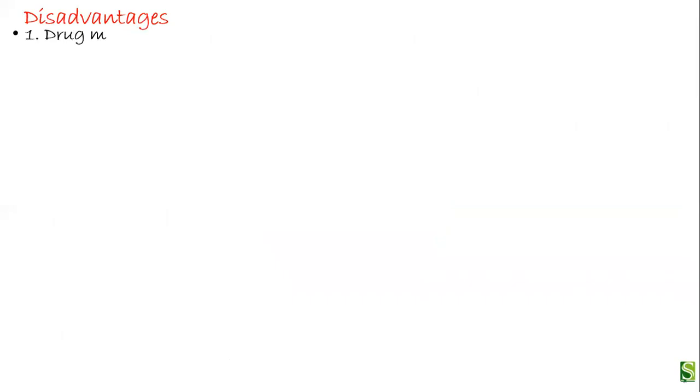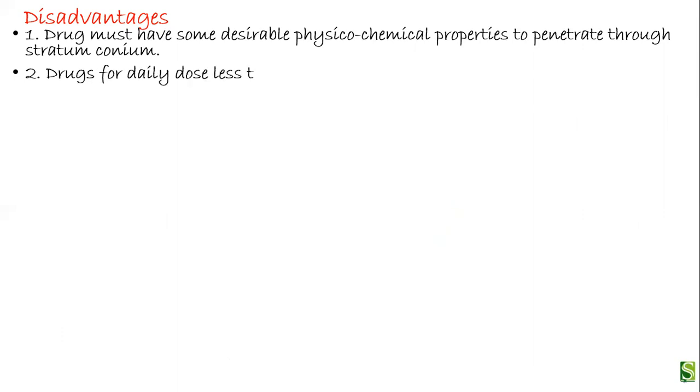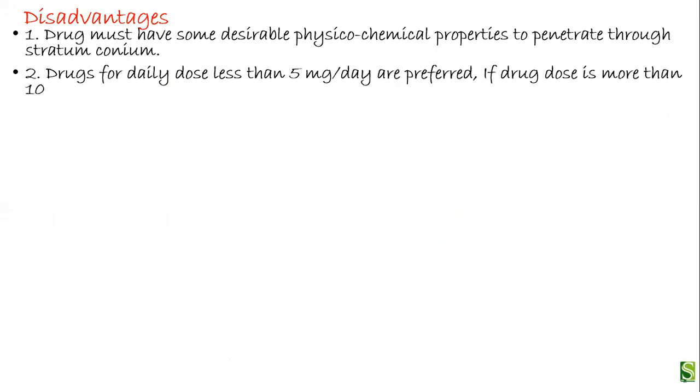Now let us see the disadvantages. The drug should possess some desirable physicochemical properties to penetrate through the stratum corneum. Also, the daily dose has to be less than 5 mg per day. If the dose is less than 5 mg per day, then such a drug is preferred. If the drug dose is more than 10 to 25 milligram per day, then formulation of a transdermal drug delivery system will be difficult, because a very bulky patch will be developed and it will have no patient compliance.